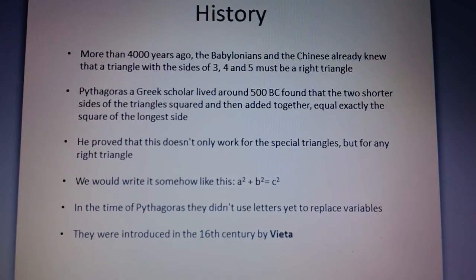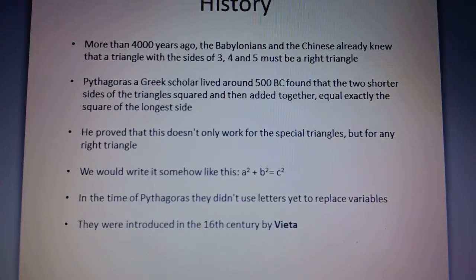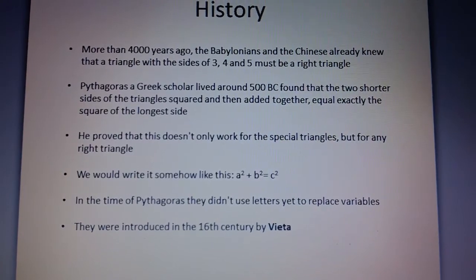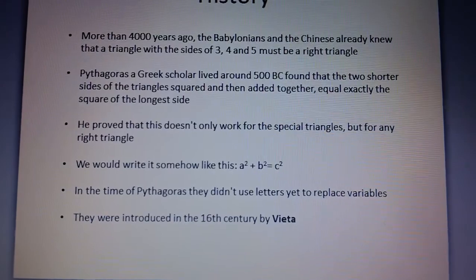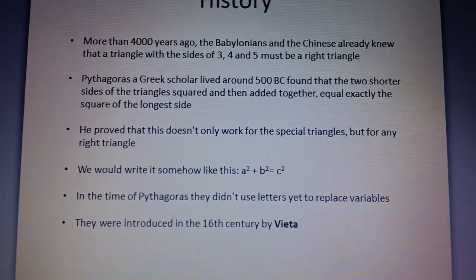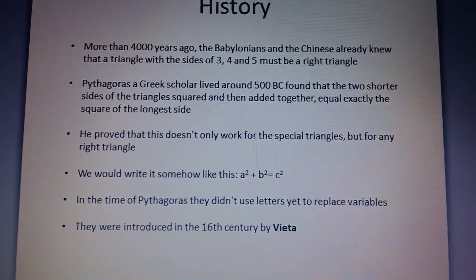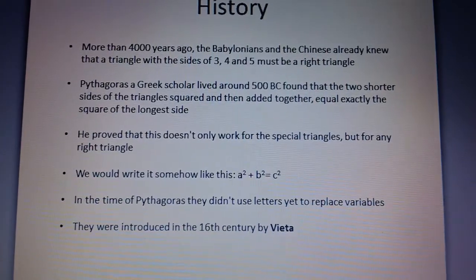History of the Pythagorean Theorem. Right triangles have been used much in mathematics and even in ancient cultures. They saw that right triangles had special values. As long as 4,000 years ago, the Chinese and the Babylonians recognized this.